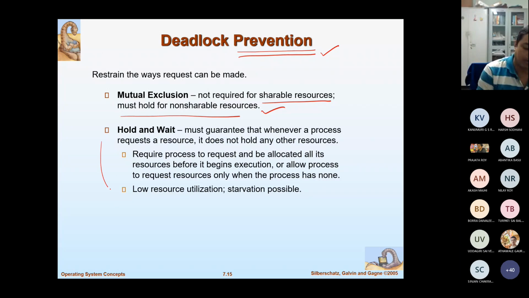What about the hold and wait properties? The system must guarantee that whenever a process requests a resource, it does not hold any other resource. How can you do that? Require the process to request and be allocated all its resources before it begins execution, or allow the process to request resources only when the process has none.